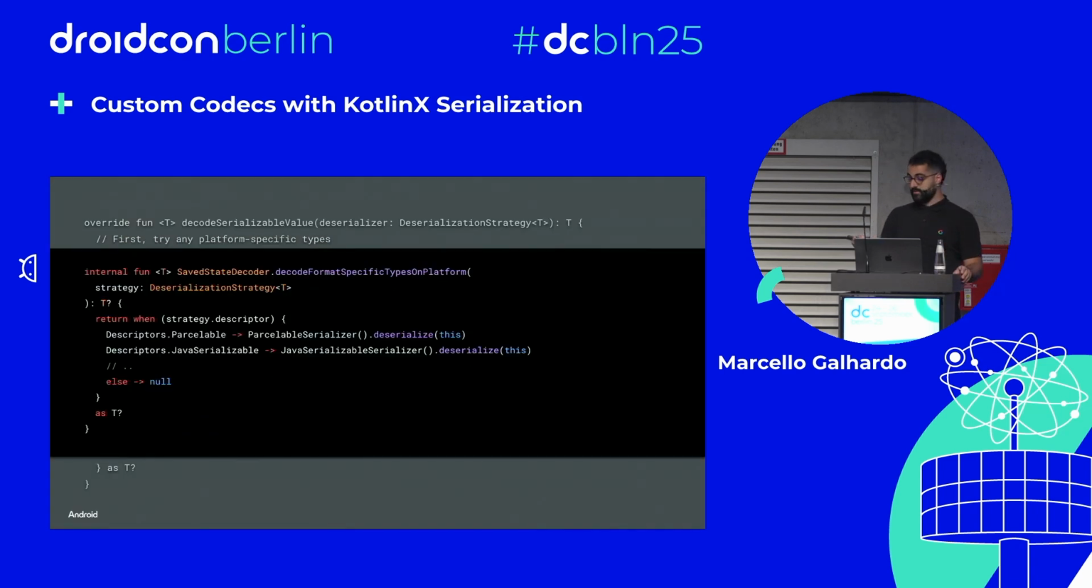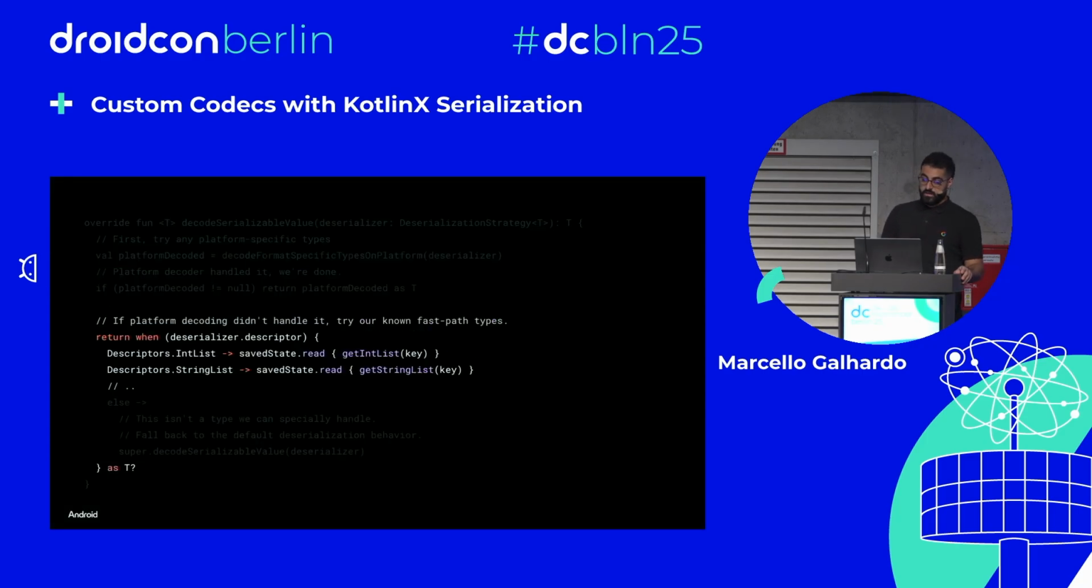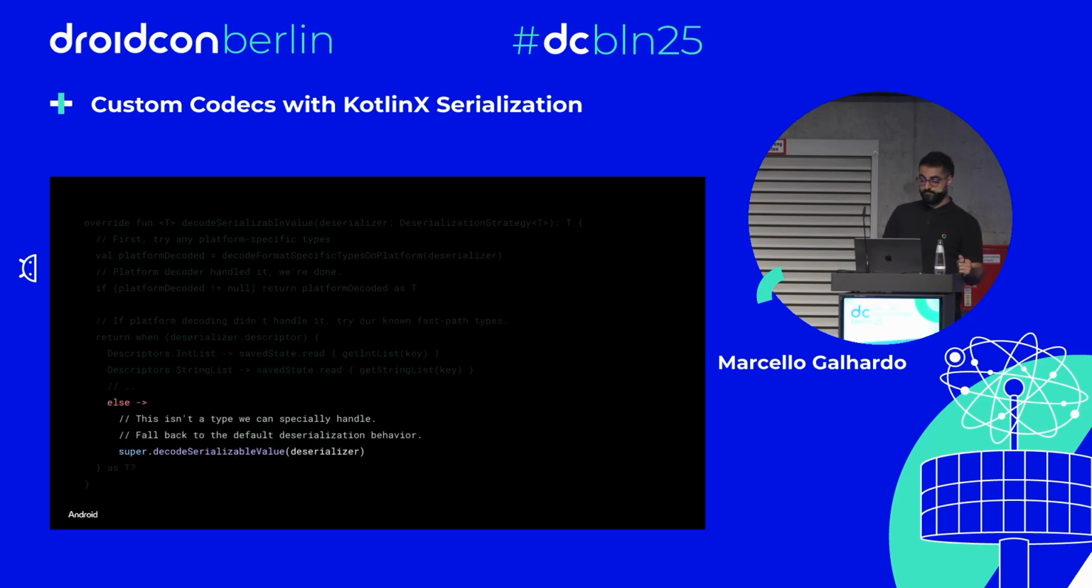In decode format-specific types on platform, it's also similar. We're going to use the serializer's descriptor to figure out if we are able to handle that on Android, for example, if it's the parcelable serializer, and so on. If it's not a recognized type, we return null and allow the rest of the function to continue. If not, we check for the fast path types. And if it's not a type we recognize, again, we use the default serialization behavior and call the super method.